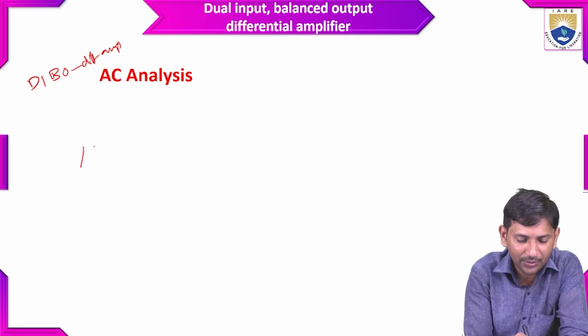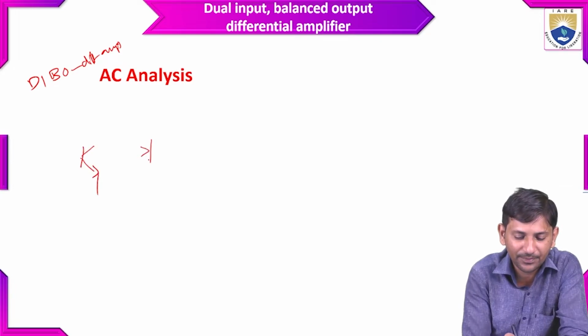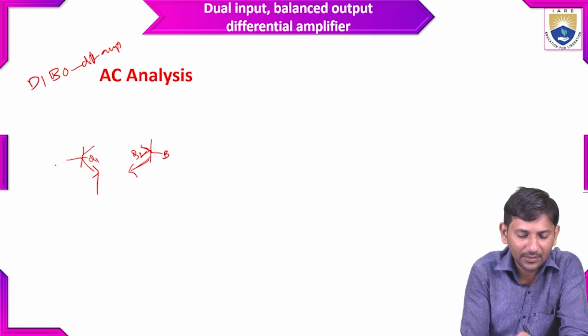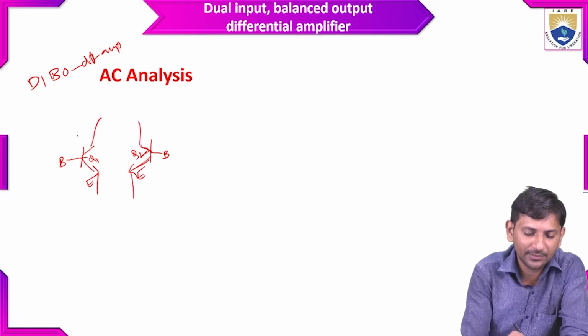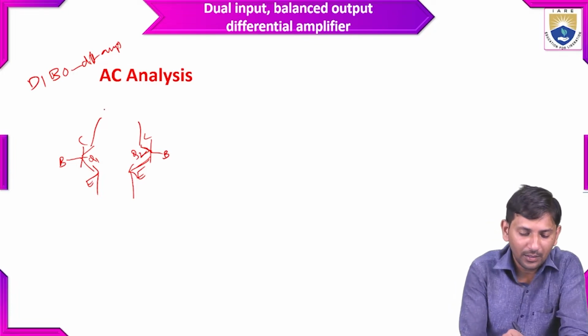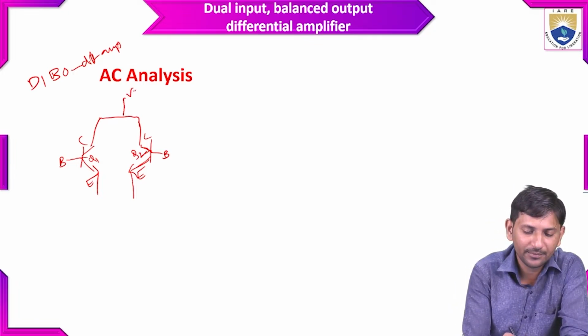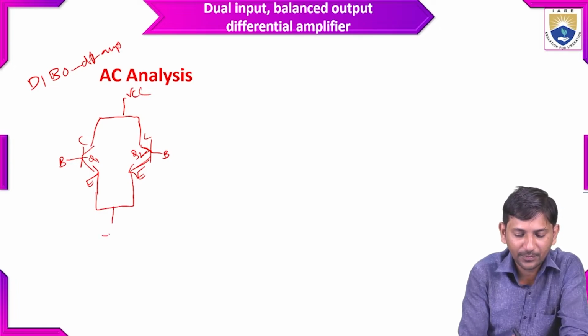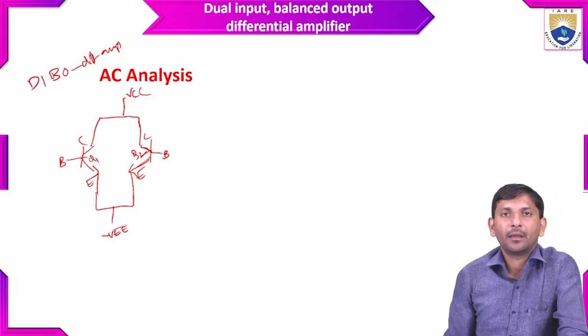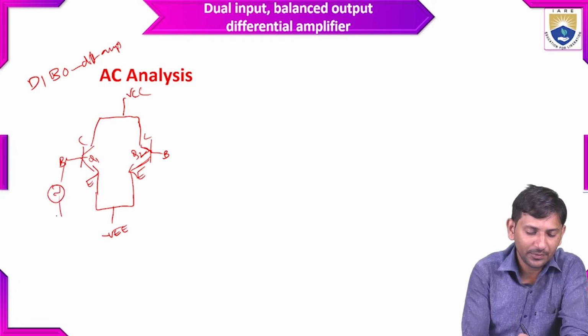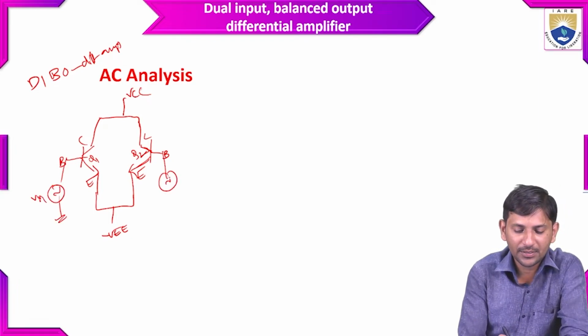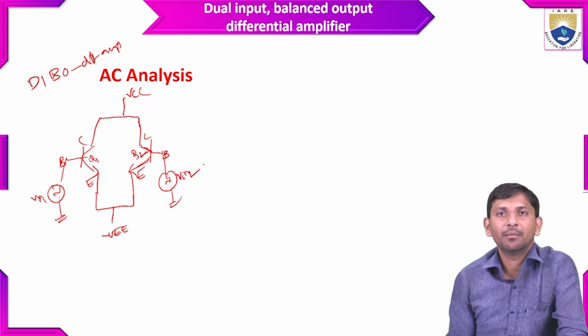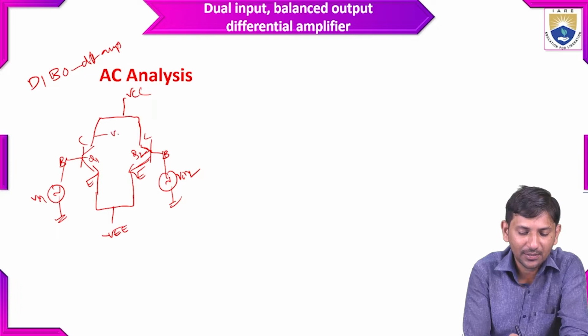So we have to consider two matched pair transistors, Q1 and Q2, where this is the base terminal, this is the emitter terminal, and this is the collector terminal. Now applying some VCC, and here we are applying a negative VEE, along with inputs Vin1 and Vin2. Dual input, balanced output, so the output will be across the collector pins.